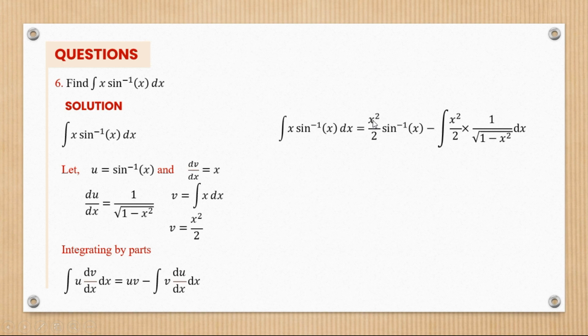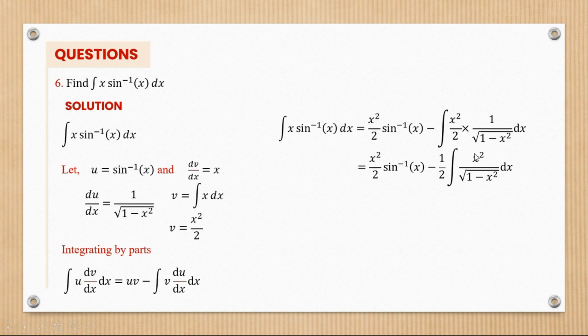So our value of u, remember, is sine inverse of x, and our value of v is x squared over 2. We have them multiplying each other, minus the integral of x squared over 2, because v is x squared over 2, times du dx, which is this. So what do we end up with? We end up with x squared over 2 sine inverse of x minus, as you can see, we can pull out a half. Inside the integral, we'll be left with x squared over root of 1 minus x squared dx.